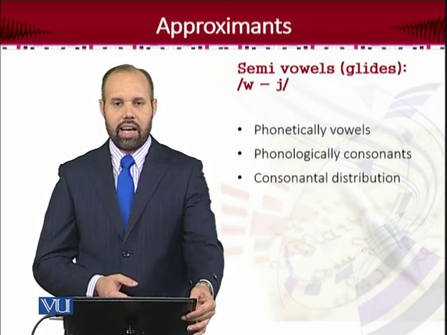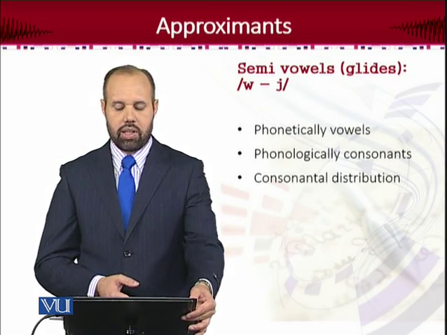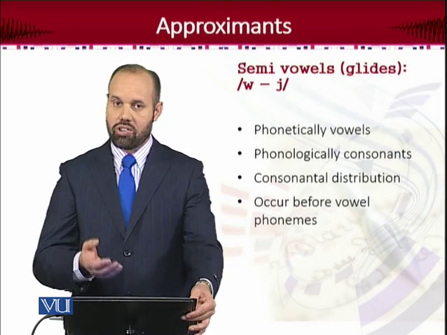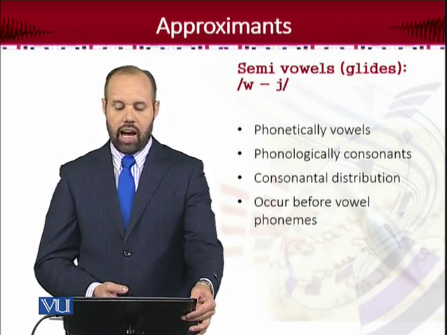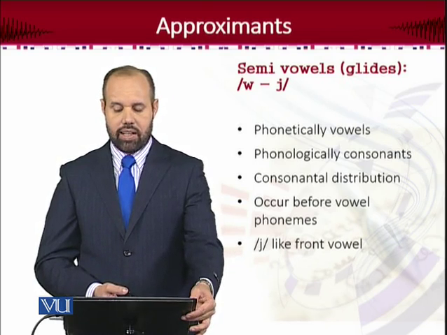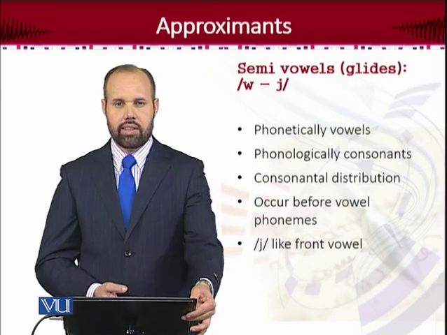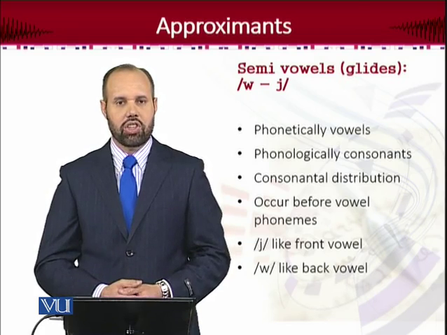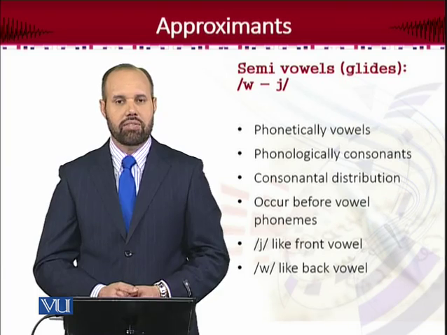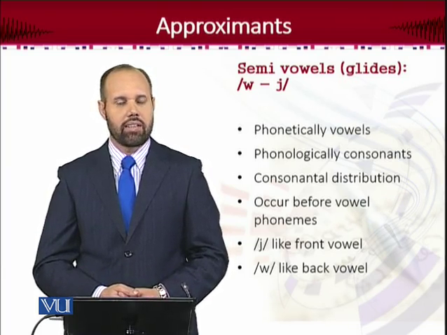How? Because they have consonantal distribution. They can take the place of a consonant in English. So that's why we call them consonants, all right? And then they occur before a vowel phoneme, right? And they also share some similarity with vowels, like the Y sound has the features of a front vowel, and the W approximant has the feature of a back vowel. So these were the features, distribution and description of English approximant sounds.